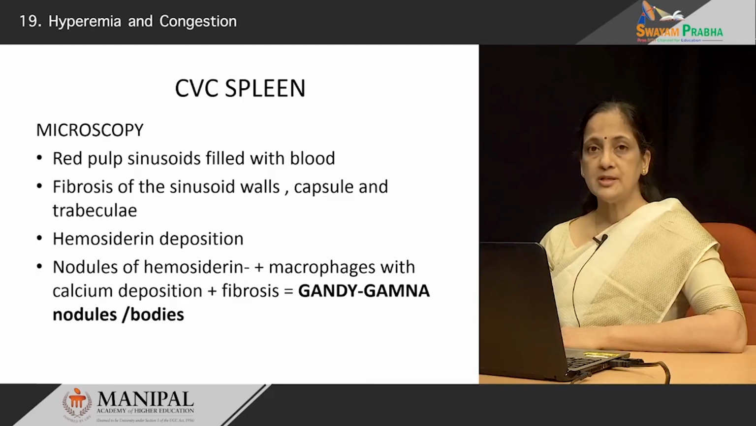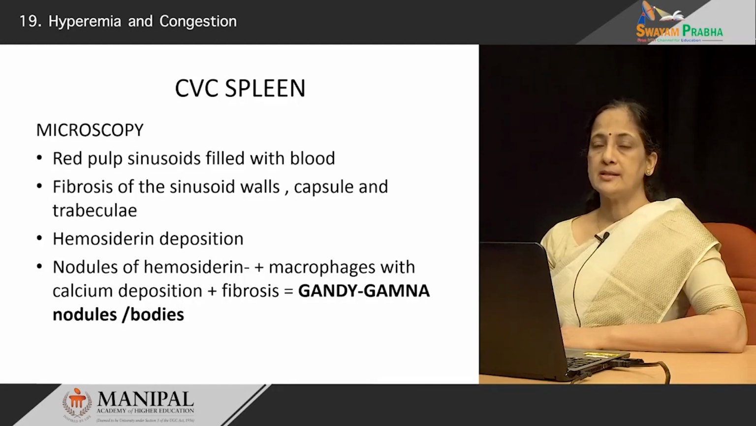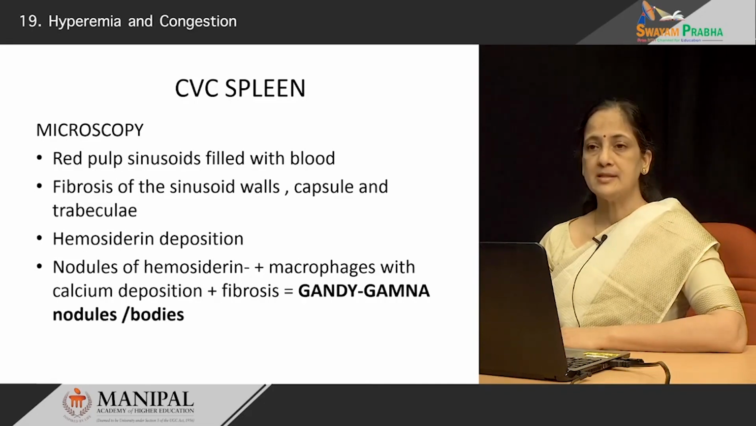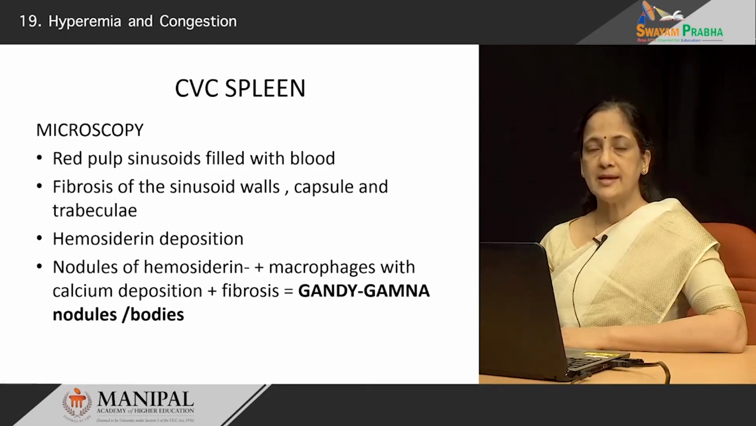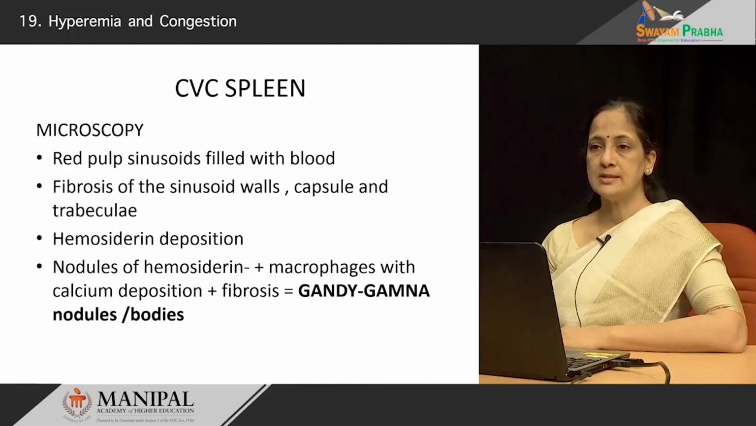Sinusoidal rupture can occur resulting in hemorrhage in the splenic parenchyma. Breakdown of this blood results in the formation of hemosiderin pigment granules which are deposited in the hemorrhagic areas. In the hemorrhagic areas again, fibrosis develops, hemosiderin pigment is deposited, hemosiderin pigment is taken up by macrophages. With time, the fibrous areas develop calcium deposits.